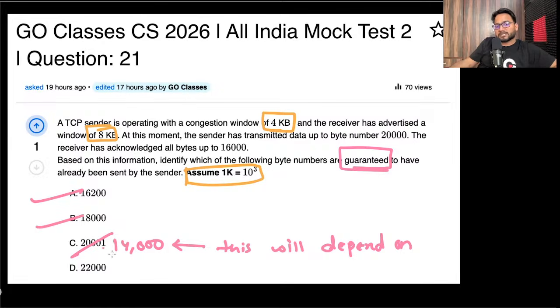Intentionally I have not put this as an option, but this could be an interesting option. Maybe I can modify this question later, and maybe I can put one of the options like this: will depend on the initial sequence number.